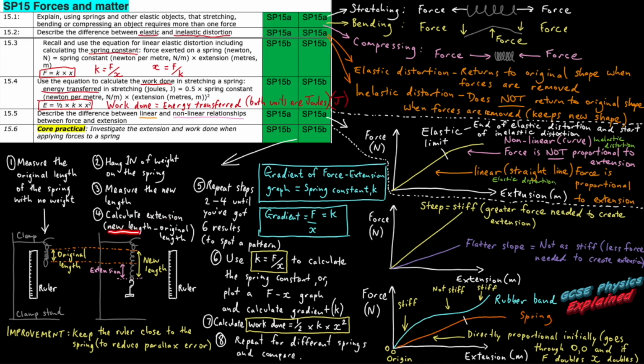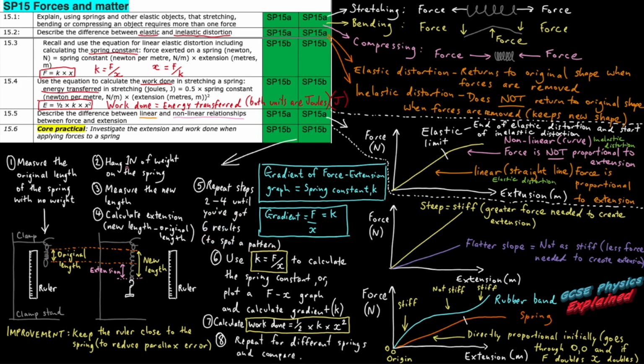So tell the examiner, get your new length and take away the original length. So get that new length there. I don't know, that might be 20 centimetres, and the original length might have only been 10 centimetres. Then for your 5th mark, you say repeat steps 2 to 4 until you've got 6 results. Why 6 results? So you can spot a pattern.